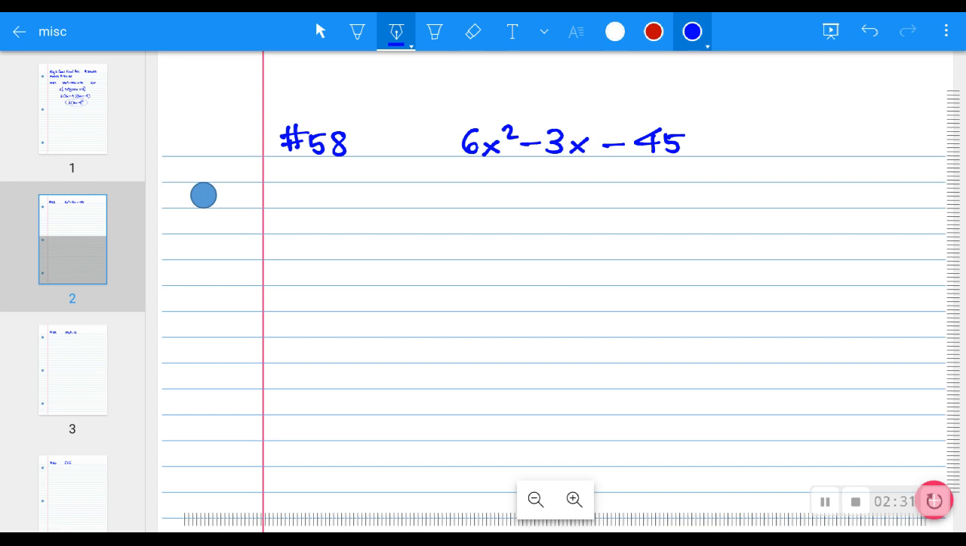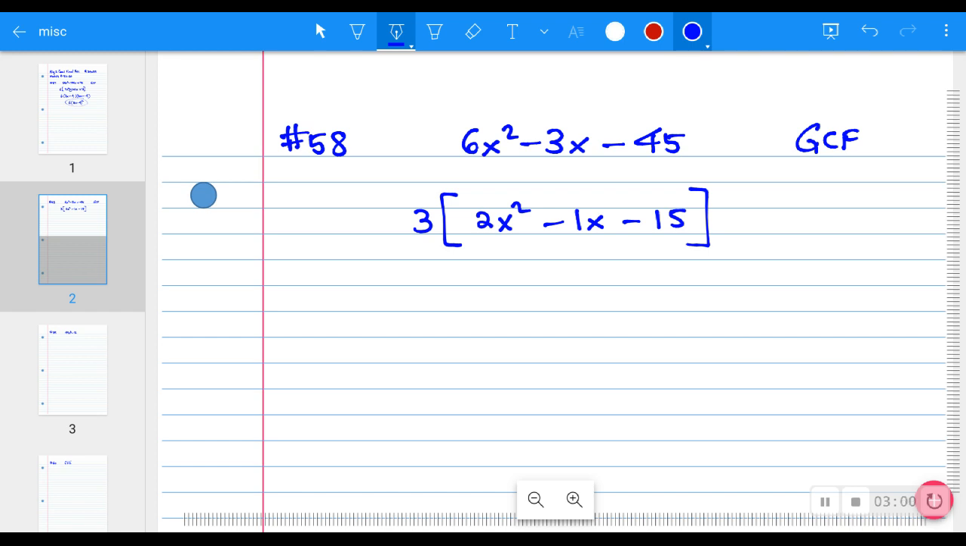Okay, on number 58, you do what I've advised you always to do. You always look for a greatest common factor. And it may be that there is none, but in this case, all of these divide by 3. Actually, I'm going to drop down a line here. 3 times 2x squared minus 1x, and 45 divided by 3 is 15, so get a negative 15 there.